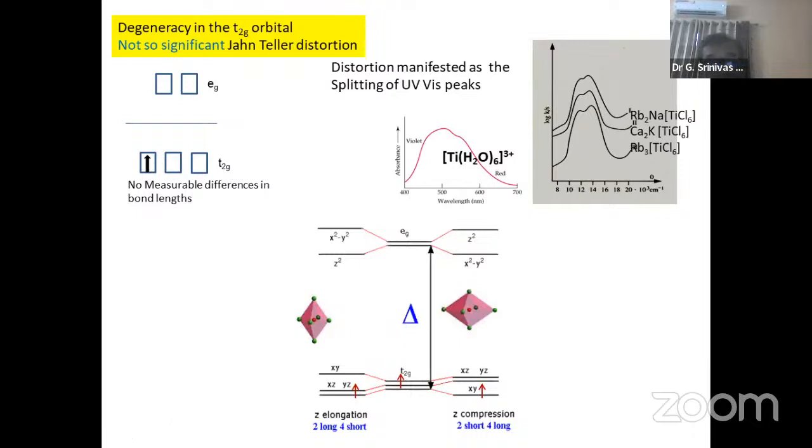So this is the Z elongation, 2 long, 4 short. Left side is 2 long, 4 short.